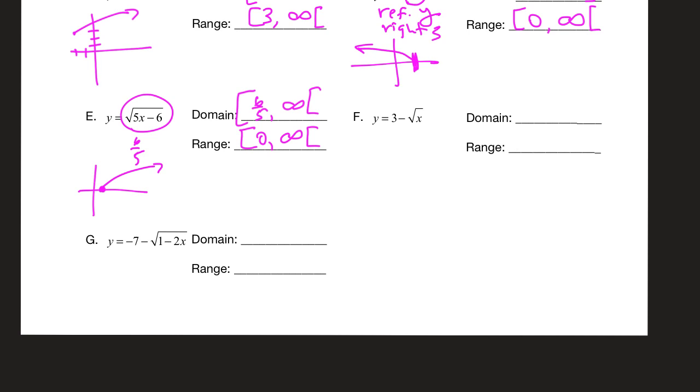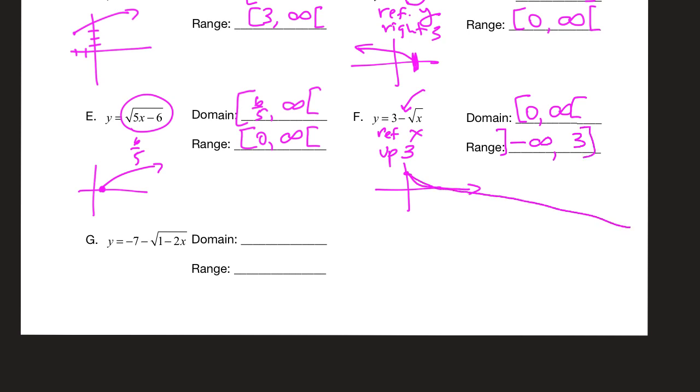All right, this one, there's a negative in front, so this is reflected over the x, and it's been moved up 3. Okay, so hold on, let me think about this. Reflected over the x and up 3. So it kind of does that, which means I have a domain of 0 to infinity and a range from -infinity all the way up to 3. Think about this. This keeps going down, down, down with a top out point right here of 3.